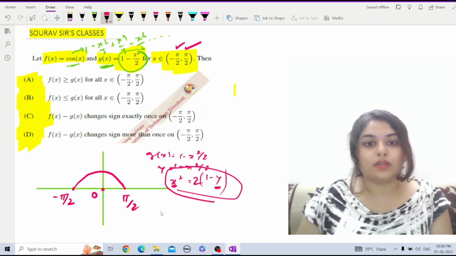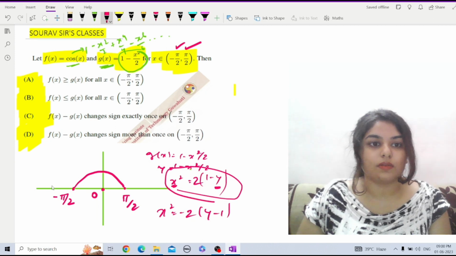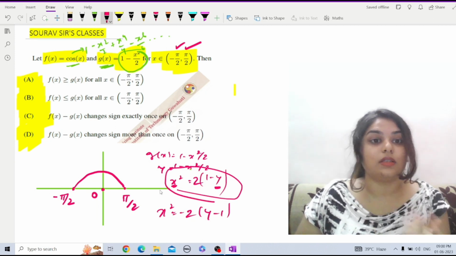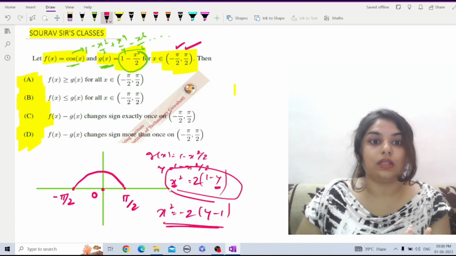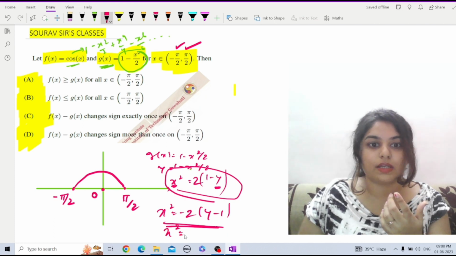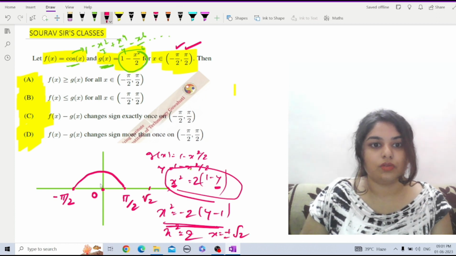Now this can be written as x^2 = -2(y - 1). So this is clear, because of the minus, this will be downward facing. Now we have to find out where this parabola will cut the x-axis. It will cut the x-axis when y is equal to 0. So when y is equal to 0, we can see that x^2 = 2, that is x = plus minus root 2. That means here we have root 2 and here we have minus root 2.